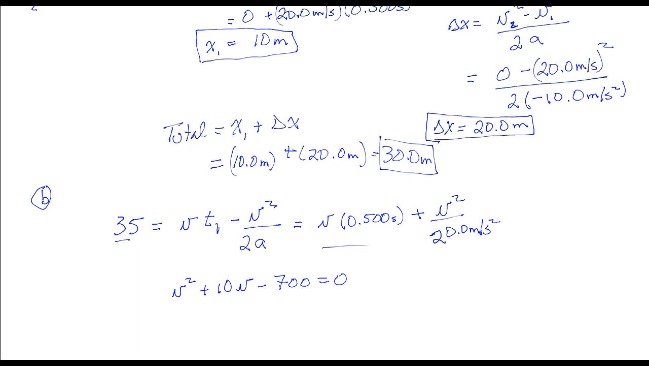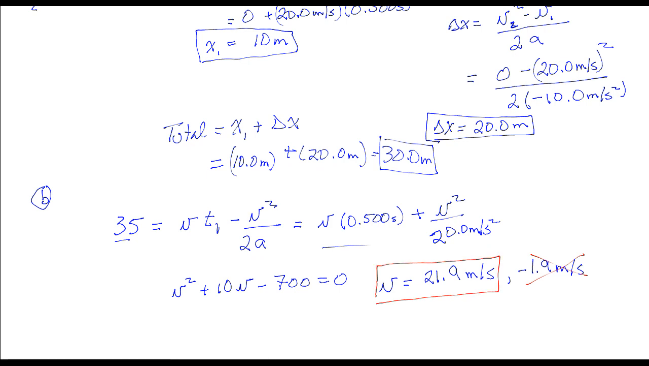And you can use the quadratic equation to find what v is. V is one of two options. It's either 21.9 meters per second, or I believe the other option is negative 1.9 meters per second. Obviously, we don't want this value, so the maximum speed we can go without hitting Bambi is 21.9 meters per second.